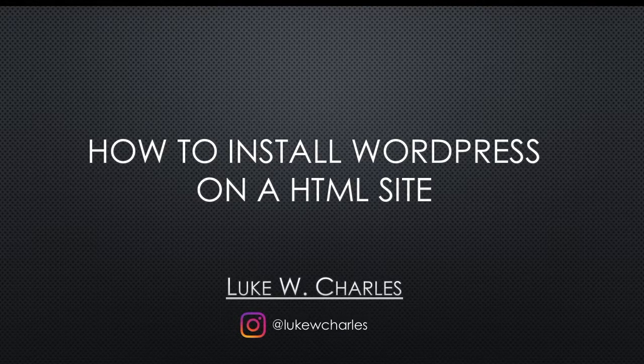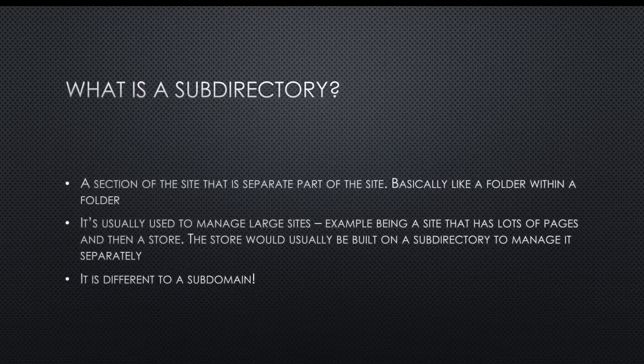This video is about how to install WordPress on a HTML website. To install WordPress on a HTML website, you'll install it on what is called a subdirectory. This is a section of the website that is a part of the main website. The easiest way to explain this is that it's a folder within a folder.